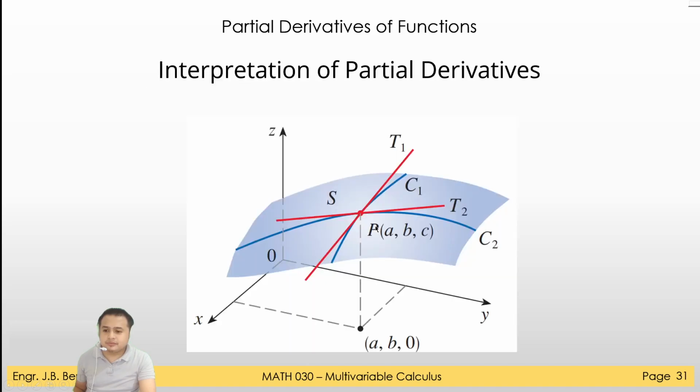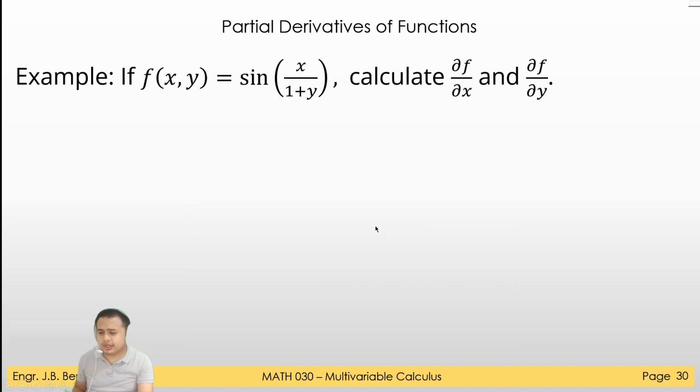Okay, next one. So f of x, y is equal to sine of x over 1 plus y. Calculate the partial derivative of f with respect to x and the partial derivative of f with respect to y. Now, this might be a little bit tricky, but let's go on and solve this one.